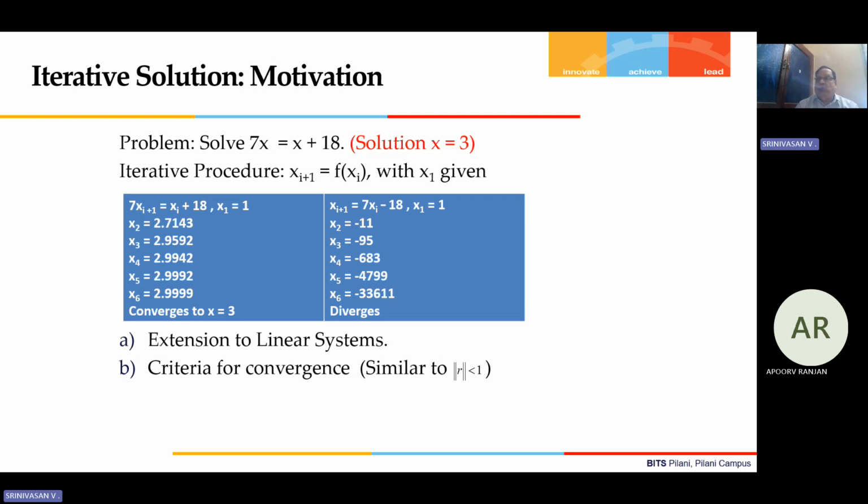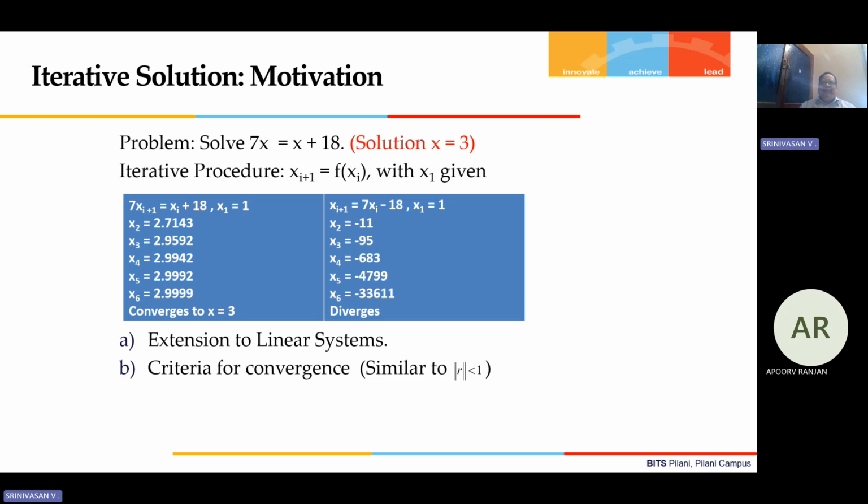And you start with x1 equal to 1. What's happening? x2 is equal to 7 into 1 minus 18, minus 11. x3 will be 7x2 minus 18. That is minus 77 minus 18, minus 95. Then 7 into minus 95 minus 18, minus 683 and so on.